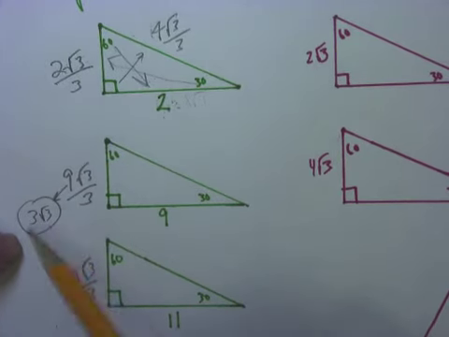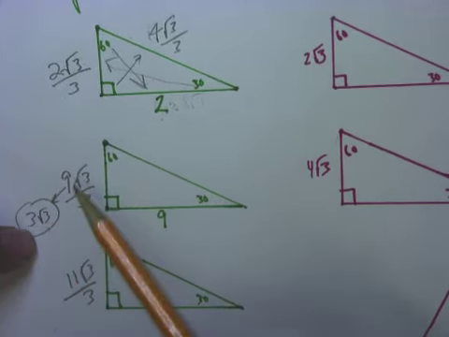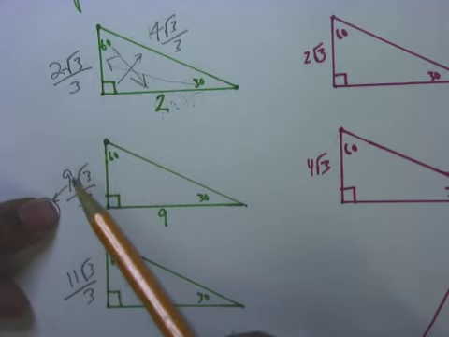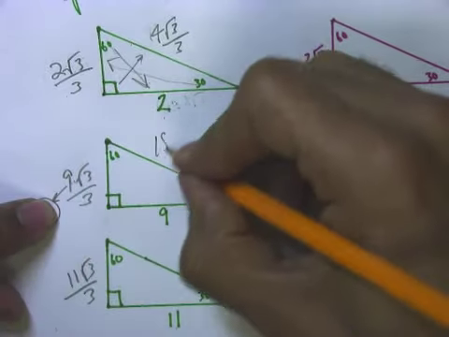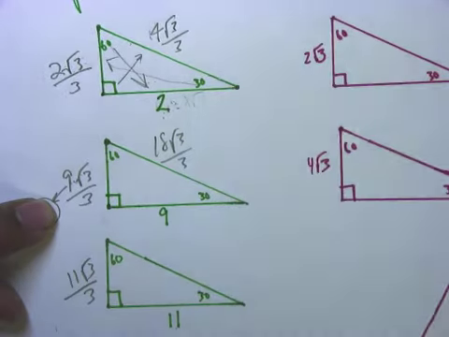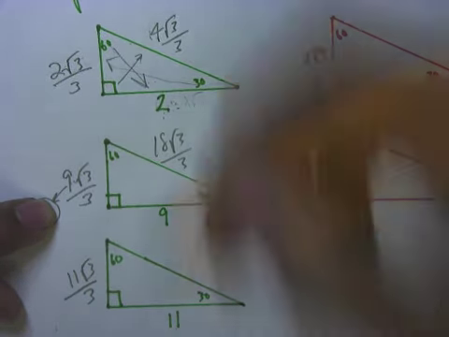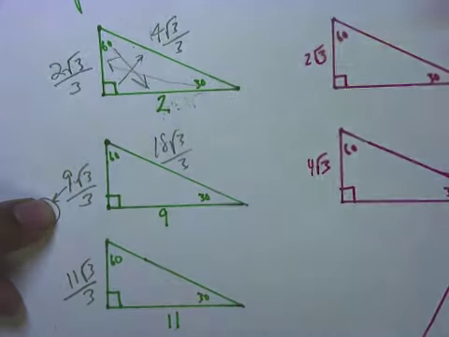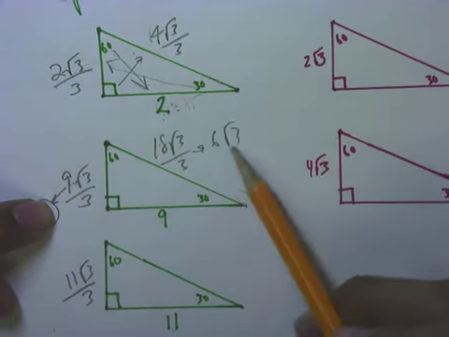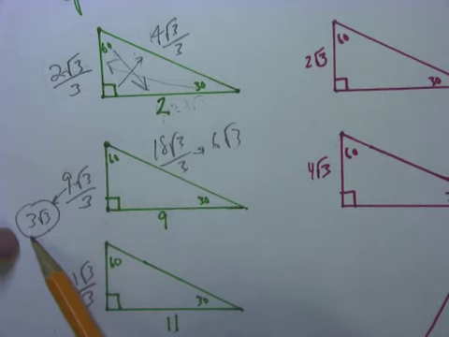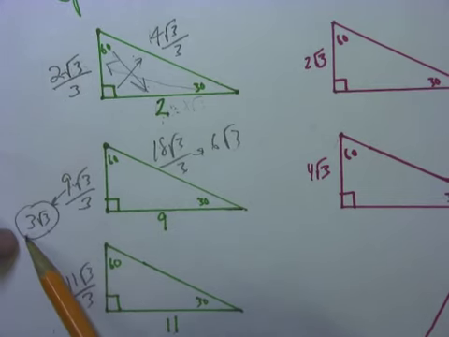So that means the hypotenuse is going to be 4 times the square root of 3 divided by 3. Depending on what you want to say, if you wanted to do this without doing this, well, what's double of 9? It's going to be 18. So it's going to be 18 times the square root of 3 divided by 3. And of course, 18 divided by 3 is 6.